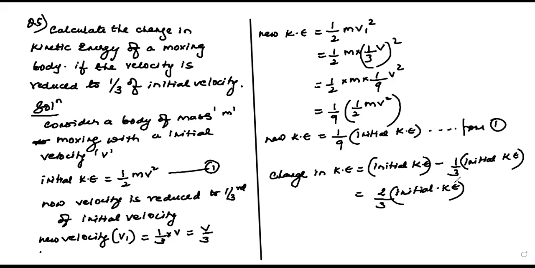Change in kinetic energy is, hey, sorry. This is 1/9. Sorry, this is 1/9. Initial kinetic energy minus 1/9 of initial kinetic energy. So this will become 9 minus 1, 8, 8 upon 9 of initial kinetic energy.